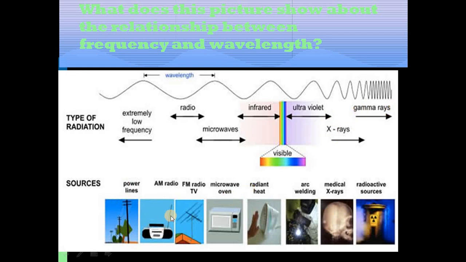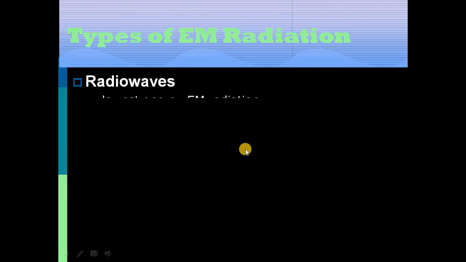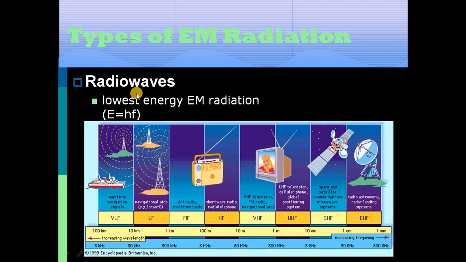And these are the different sources from which we are getting these radiations, or this part of the electromagnetic spectrum. There are power lines, AM radios, FM radios, microwave ovens, radiant heat that comes in infrared, and welding that comes in near ultraviolet radiations. In the medical field, they are related to X-rays, and nuclear or chain reactions are where gamma rays get produced. Radioactive sources will generally produce gamma rays.